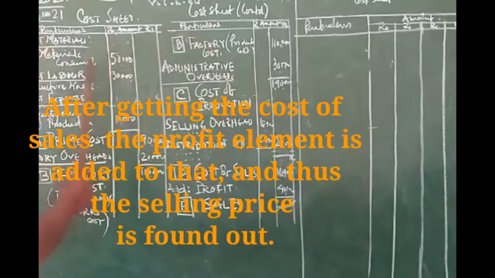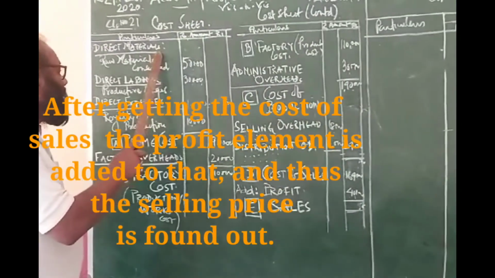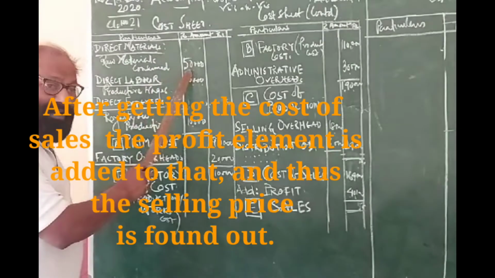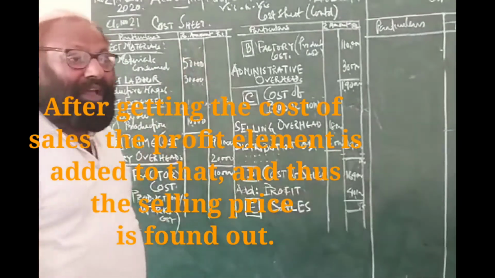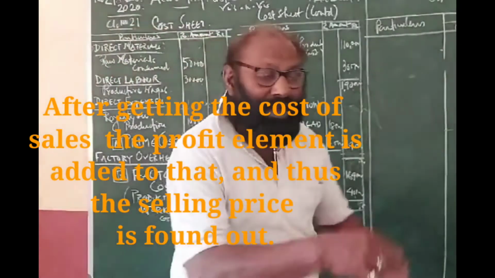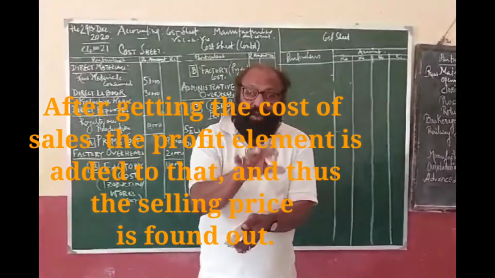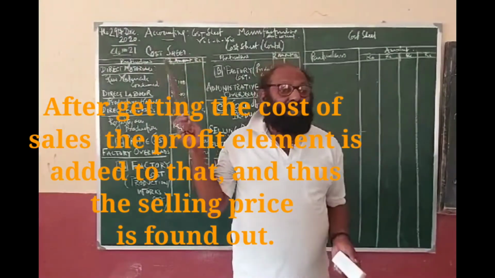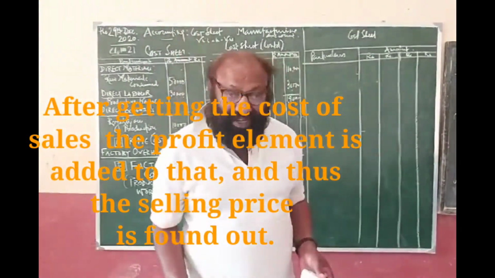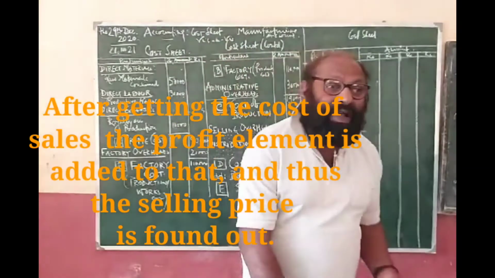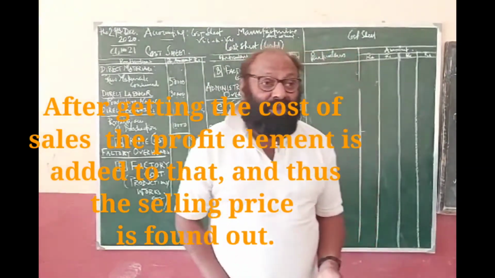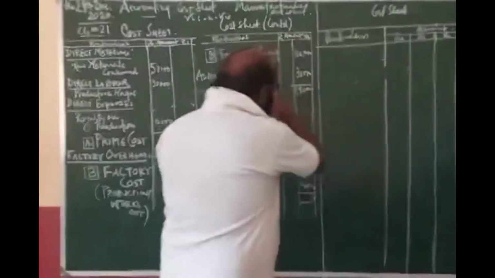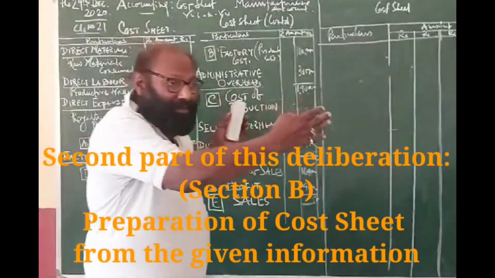I have given the item direct material, that is raw material consumed. I have given a direct figure, but in a problem, no such direct amount is given. The total amount of raw material consumed is not given. You have to find it out. How to find out? There will be an elaborate statement.